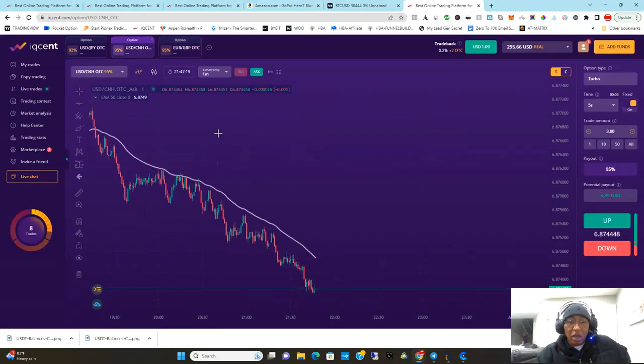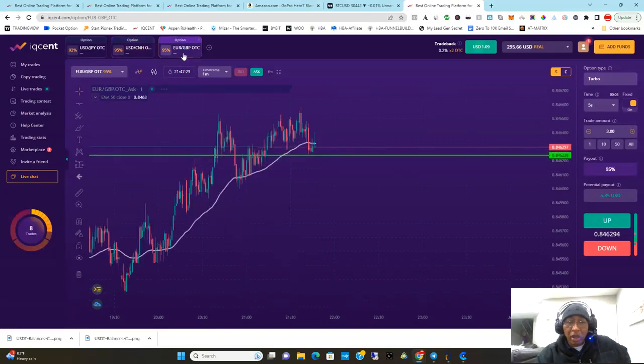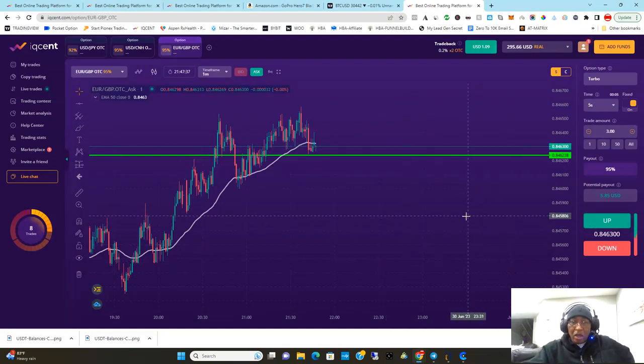Alright guys, so right now this is not a good pair for us. This one here, we can wait and see. Okay, this is coming down, so let's be ready. Okay, once it touches the green, this horizontal line, then we're going to push up here. So let's be ready. And we give this 30 seconds. Always make sure this is 30 seconds when you're trading with the IQCent.